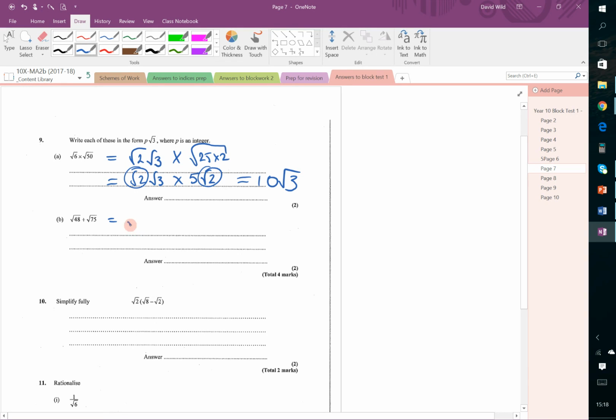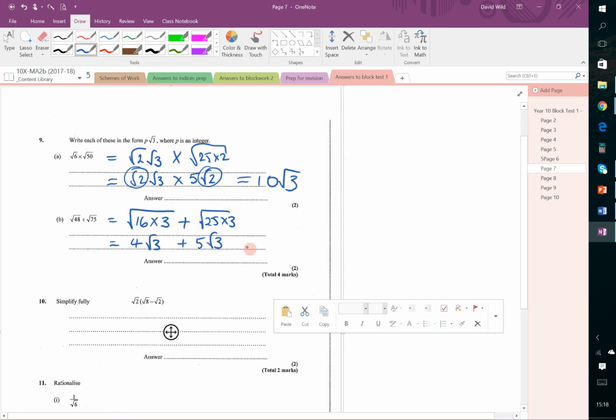Again, root 48, we're looking for square numbers. 16 is a square number. 3 16s are 48. 75 is 25 times 3. Root 16 is 4, so this is 4 root 3. Root 25 is 5, so this is 5 root 3. Add them together, 4 root 3 plus 5 root 3 is 9 root 3.